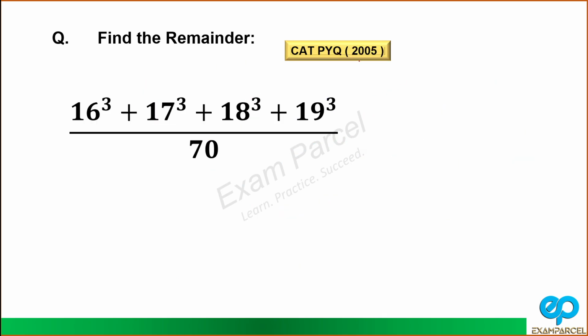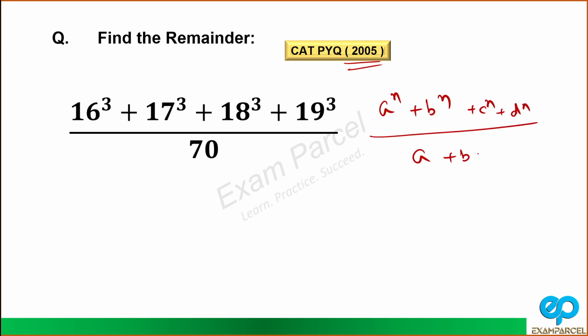Okay, again a CAT question from 2005. Now here I will use this extended one: a raised power n plus b raised power n plus c raised power n plus d raised power n. So here we have 4 variables. This will have to be divisible by a plus b plus c plus d. What is the condition? If n is odd, fine. If you notice here, we have the same powers and all these powers are odd.